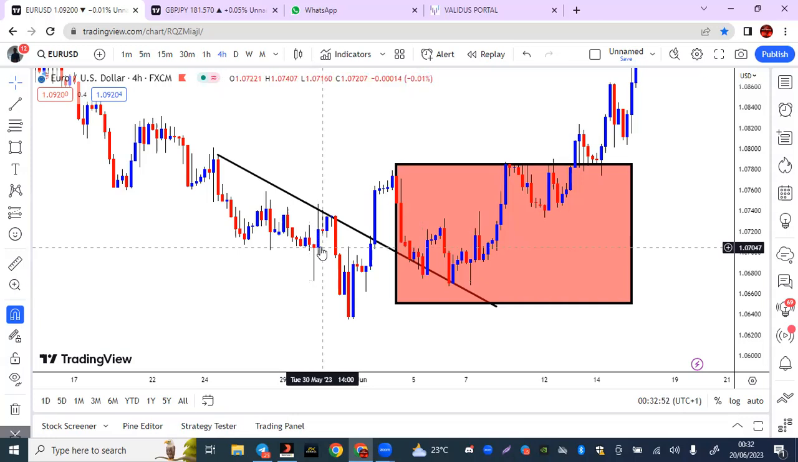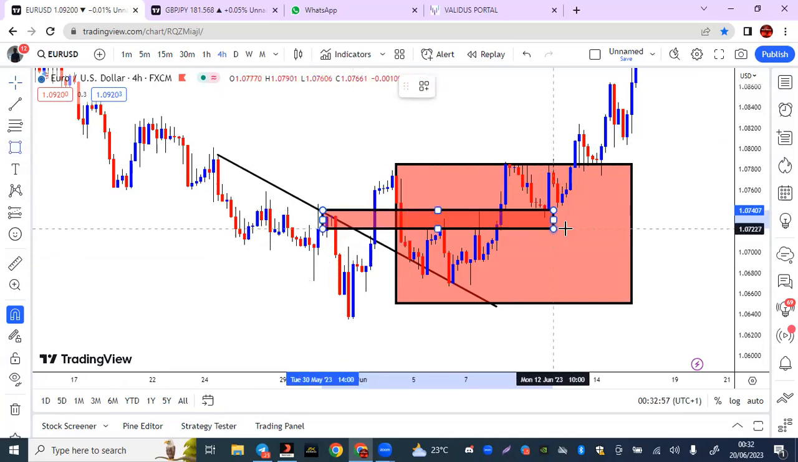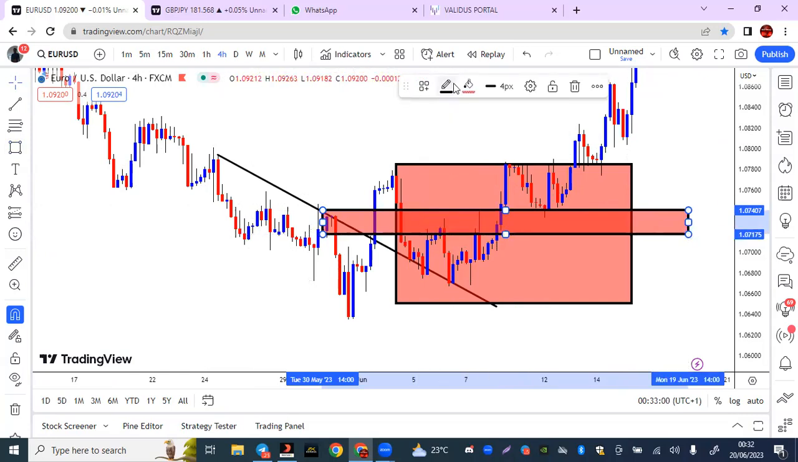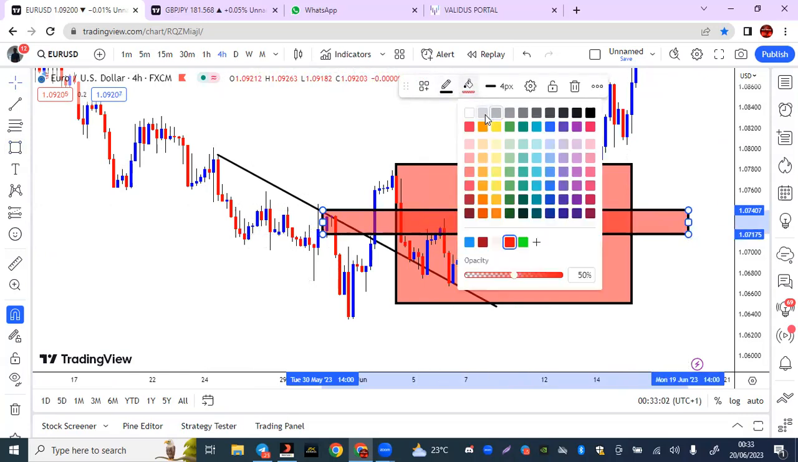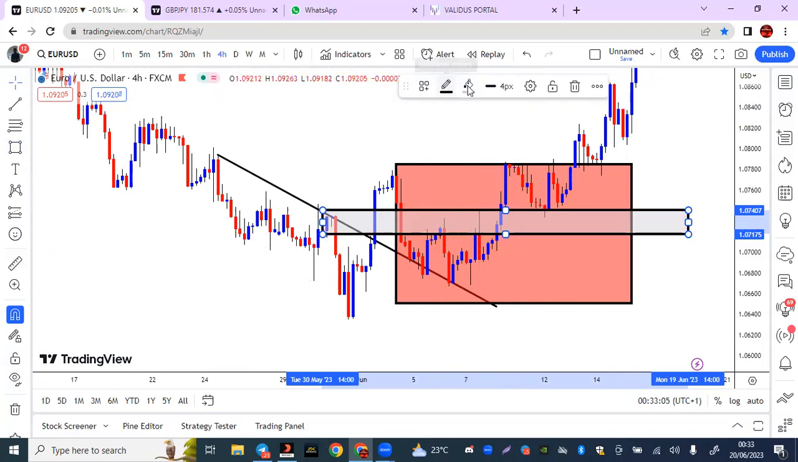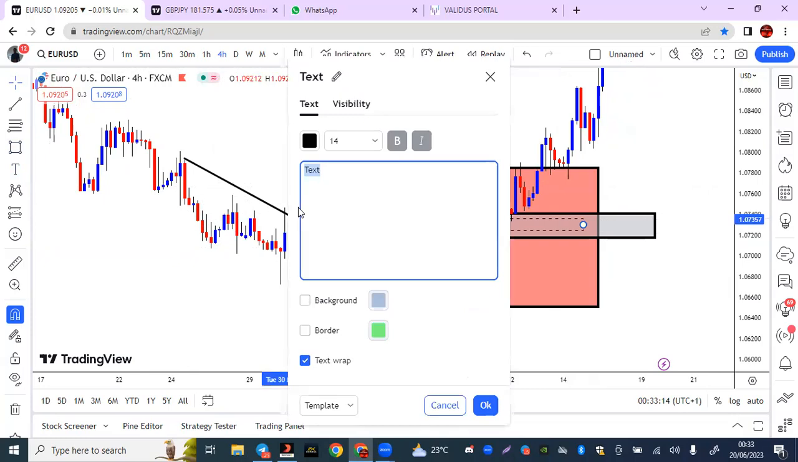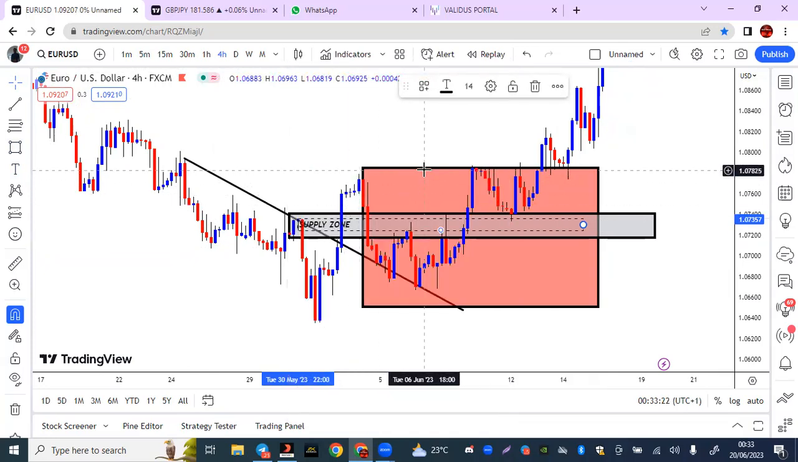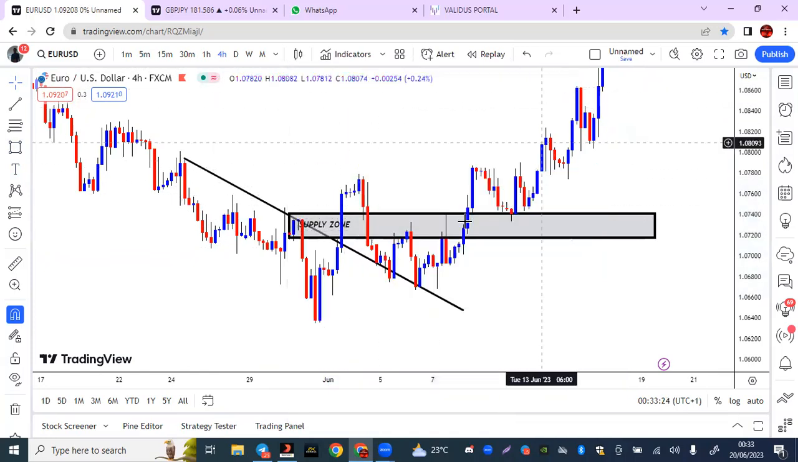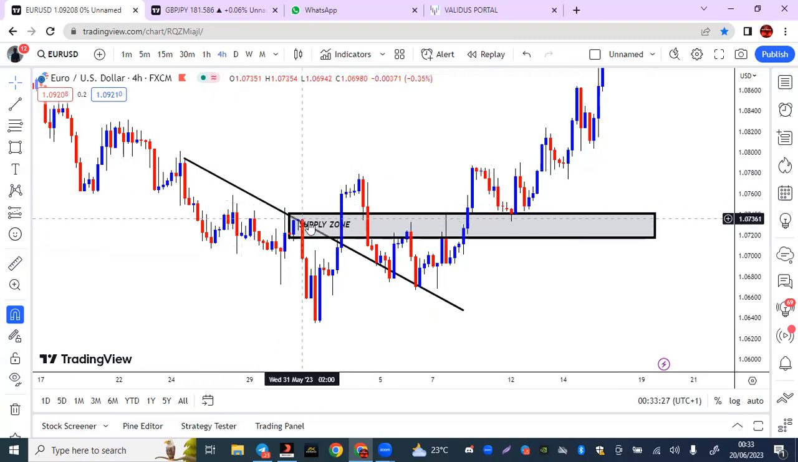So we cannot say this particular pair is now on an uptrend. So now let's see, this was, okay. So this is our supply zone. Let me label this. This is our supply zone. Let's take this off, I think it's making it look complicated. This is our supply zone on the 4-hour time frame.